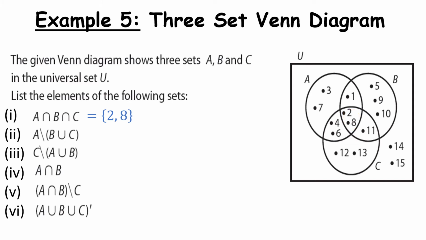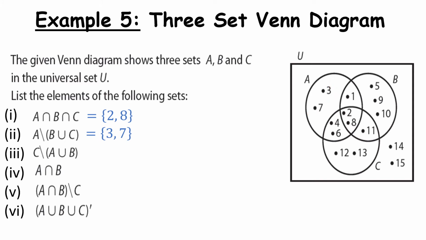The next thing we're asked to do is A, take away or less B union C. So let's start with A. We're going to highlight all of A. I like to highlight all the sections separately. It just helps me with rubbing out. B union C. So we take away, I'm going to rub out anything that's in B and anything that's in C. That leaves us with 3 and 7.